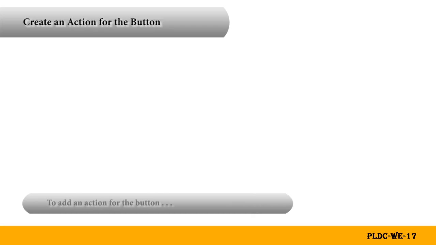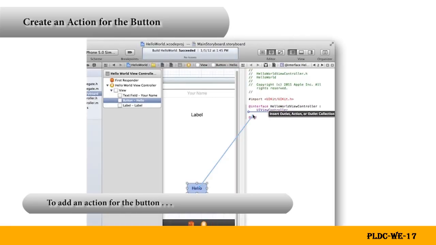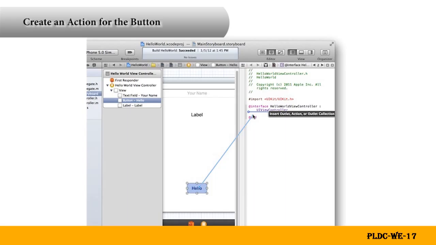To add an action for the button, if necessary, select Main.storyboard in the Project navigator to display the scene on the canvas. In the Xcode toolbar, click the Utilities button to hide the Utilities area, and click the Assistant Editor button to display the Assistant Editor pane. Make sure that the Assistant displays the view controller's header file, that is, HelloWorldViewController.h. On the canvas, control-drag from the Hello button to the method declaration area in HelloWorldViewController.h, that is, between the @interface statement and the @end statement.